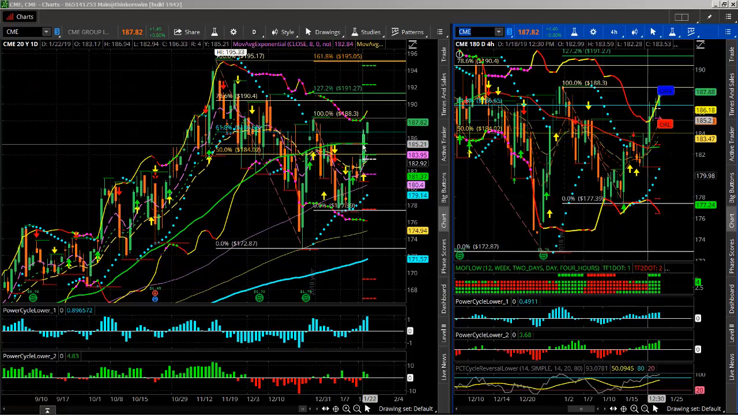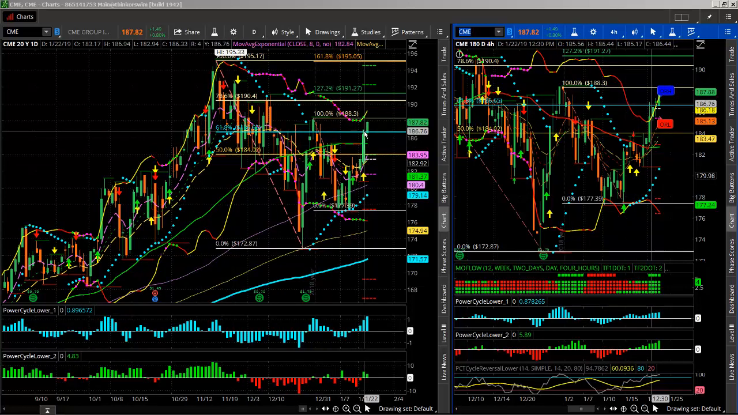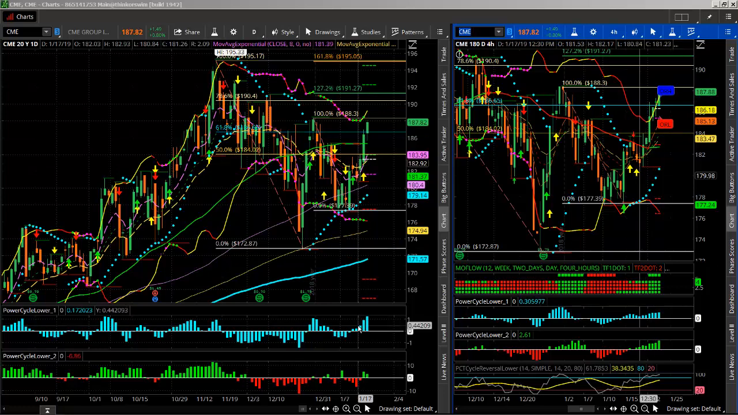What I like to do with these is use the setup and then use options for the trade. You can see here we're starting to push back above the 618 retracement. I've got my momentum indicators positive, cycle 1 and 2. My momentum flow, I've got 4 time frames all positive. Also, if we look here, here's a daily squeeze.